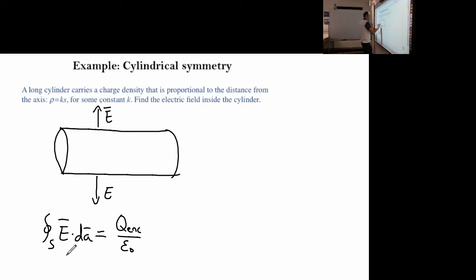So here's our Gaussian surface, which is going to be centered along the axis. This is going to have a radius, which I'm going to call A, and it has a length given by L. So this is along the axis.